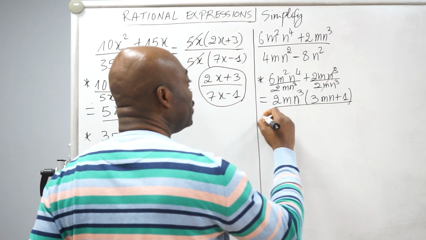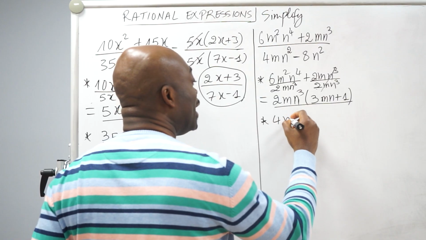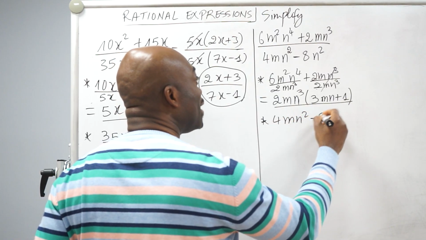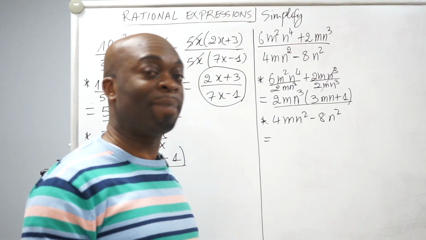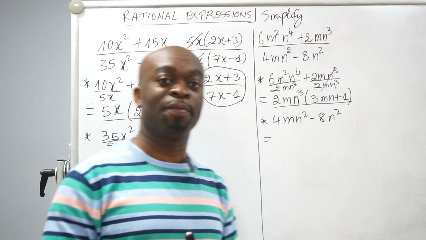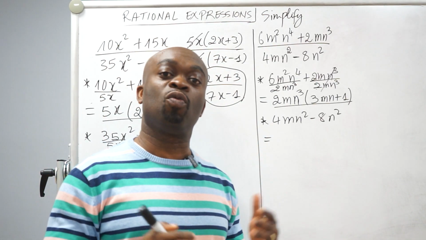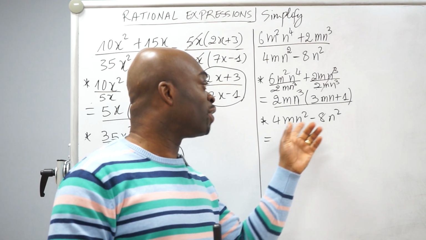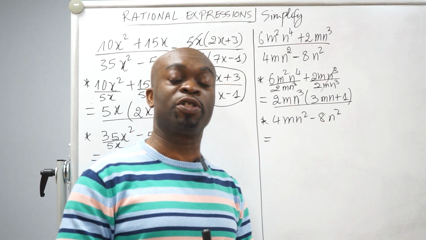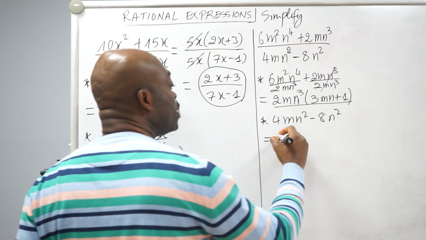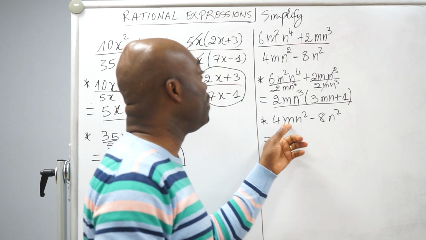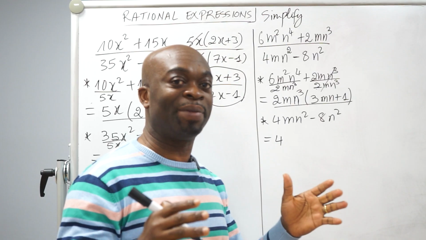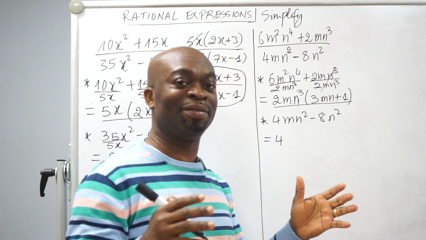So the next one is 4m n to the second power minus 8 n to the second power. Once we have that, what's going to happen? We got 4 here, we got 8 here. So between 4 and 8, what is really happening? 4 can go into 4 once, and 4 can go into 8 twice. Okay? So this is 4. And then we have m here, but no m here, so m cannot be in common for the two of them. We good?